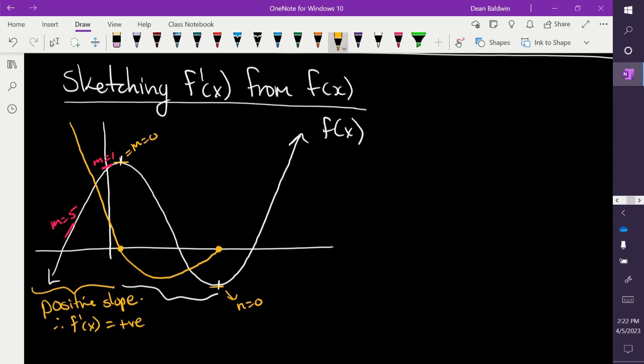What is the slope of the line in the next section, in this section? Positive, right? Yes? That's a positive slope from here up. So it has to be above the x-axis. That is the derivative graph, the yellow one.